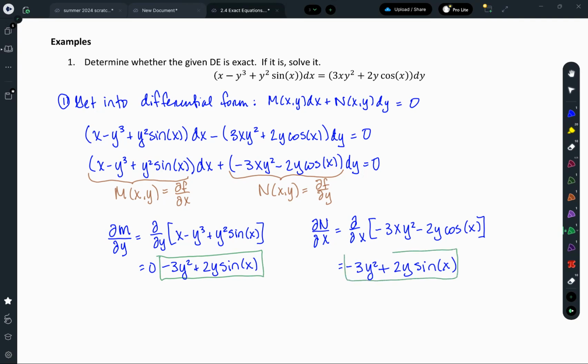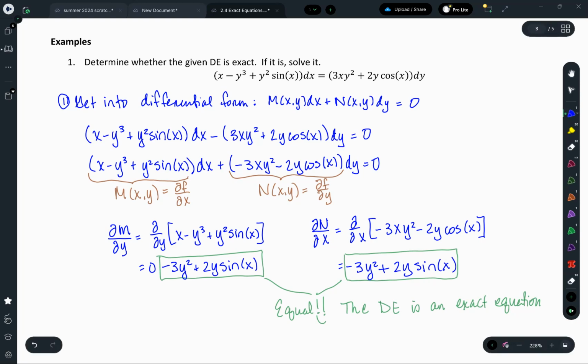I have minus 3y squared plus 2y sine of x. For both, these are equal. I'm very happy about that, because what this means is the differential equation is an exact equation. And that means I can solve it. Okay?